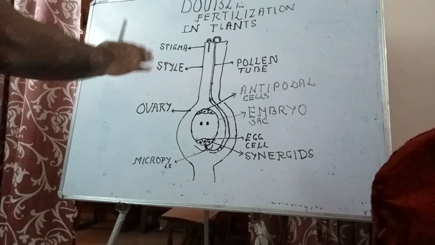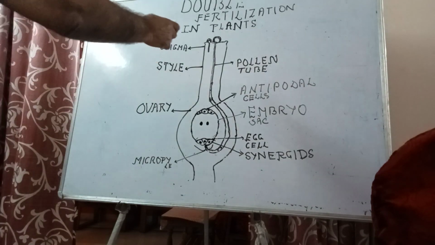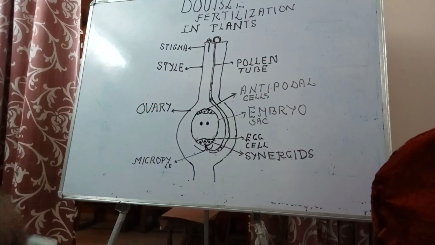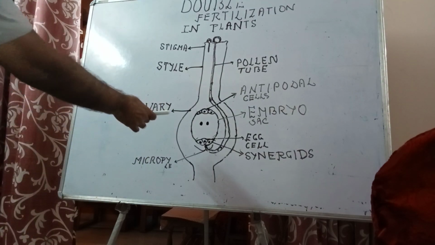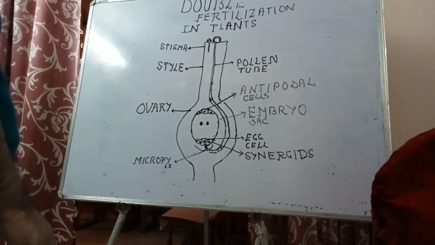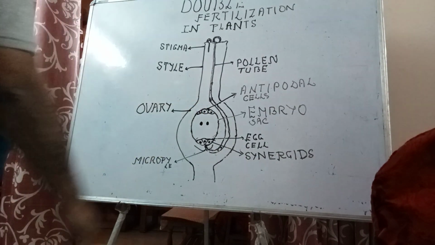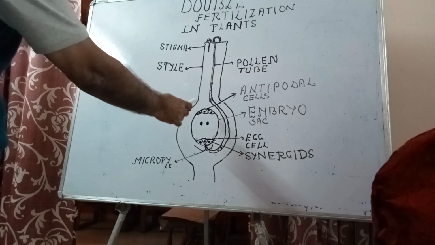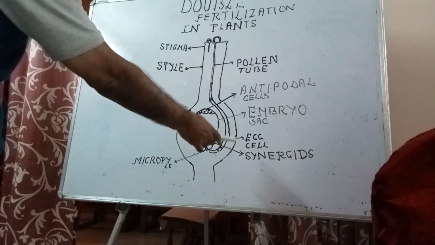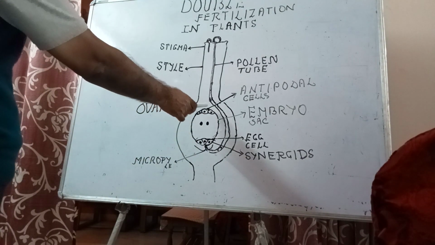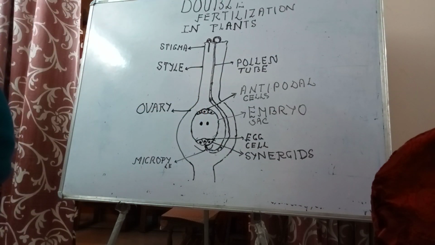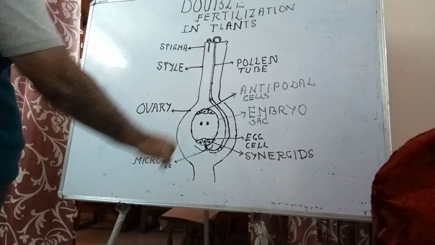Because fusion has to take place, the male gamete has to fuse with the female gamete, which is here the egg cell in the ovule. You are all aware of this part. This is the ovary, and inside the ovary the ovule is there, and in the ovule the embryo sac is there, which has how many cells? 7 cells. 3 at the base: one center one is the egg cell, and the 2 are the synergids, and then 3 at the top, which are antipodal cells, and one large cell, which is the central cell. So there are 7 cells in the embryo sac.